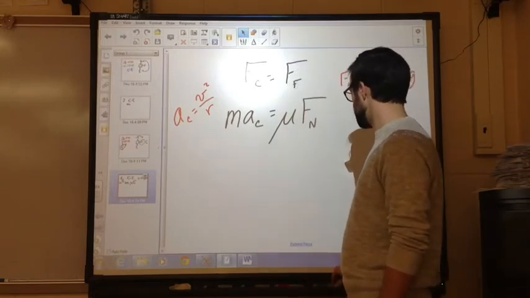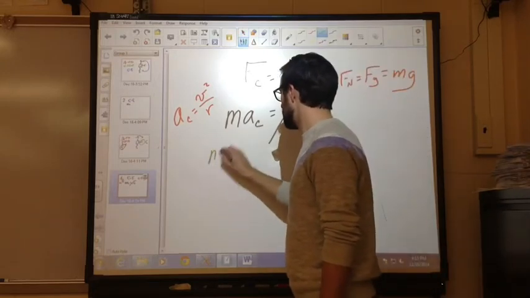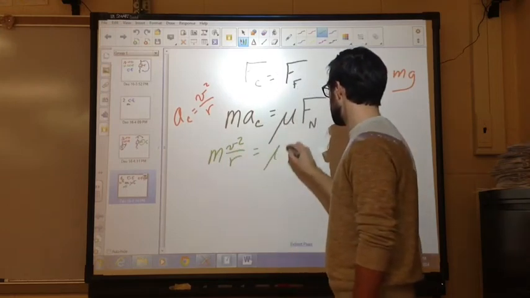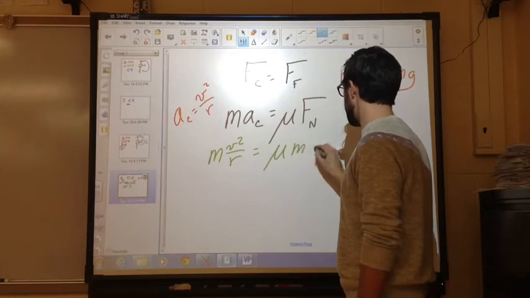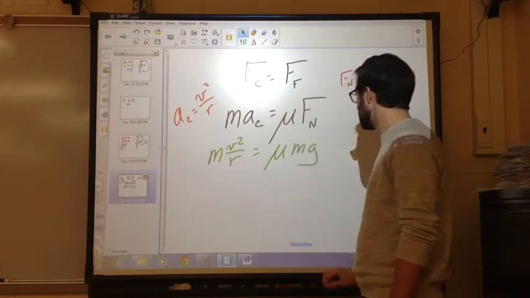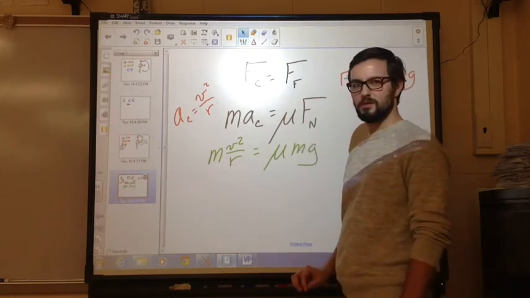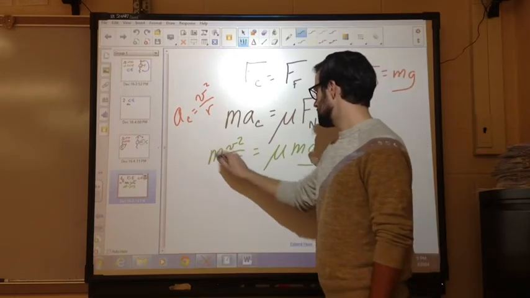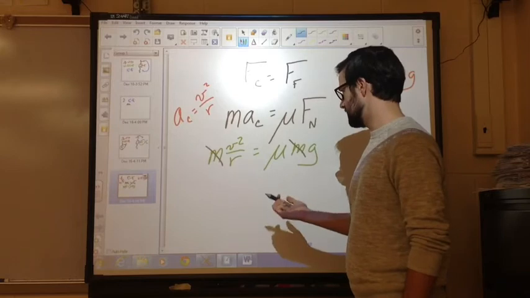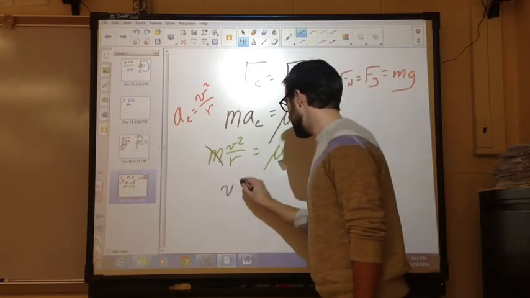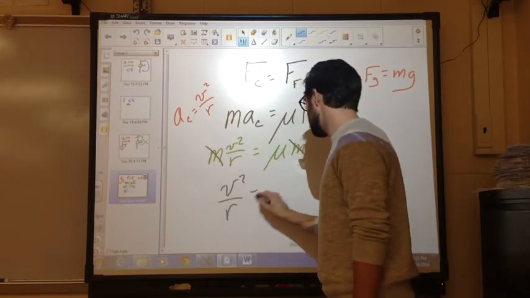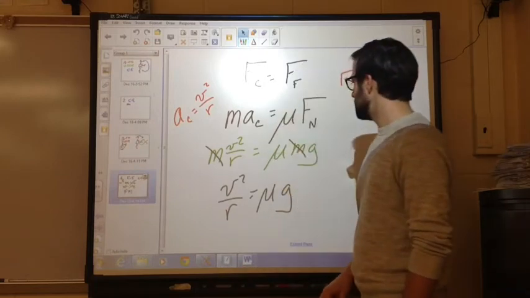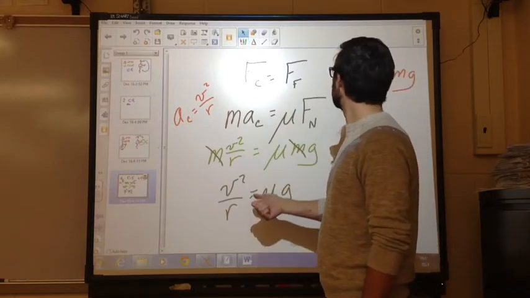So let's go from there. So this will become mass times speed squared divided by radius equals the coefficient of friction times mass times gravity. Seem okay? So from here, it's the mass of the car in both situations. So the mass cancels with the mass. It's on both sides of the equation. So then we have v squared divided by the radius equals the coefficient of friction times gravity. And so we're looking for radius.